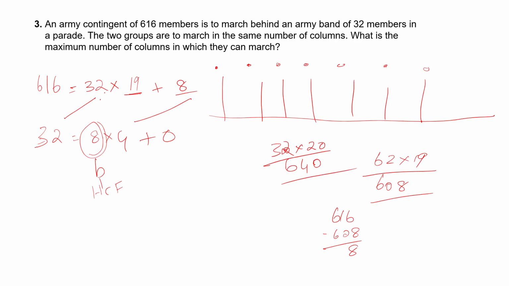Is that right? Of course, 8 is right, but we have not been asked for the HCF. We have been asked for the maximum number of columns in which they can march. So the maximum number of columns in which they can march is 8. Like that you have to write the answer. Please don't write HCF is 8.